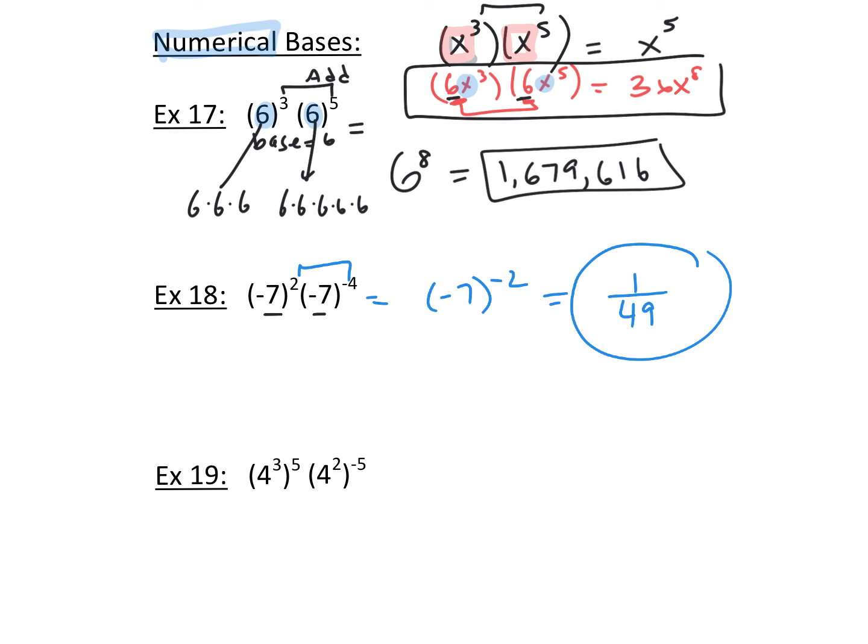Okay, so for these problems, the most common mistake I see is that kids will take the calculator and start multiplying the negative 7s here, and the instructions are going to say using the laws of exponents. So the work has to look like what you're seeing here, where you're adding exponents.